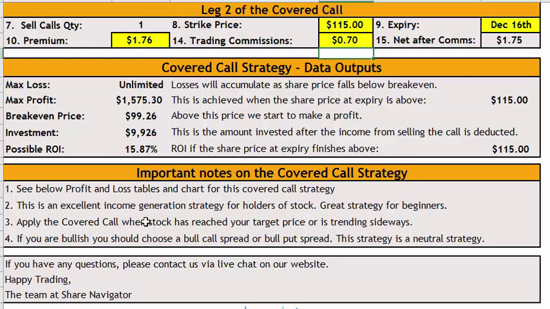But you should only apply the covered call when the stock has reached your target price or is trending sideways. If you are bullish on a company, you should use a different option strategy. You should switch to something like the bull call spread or maybe the bull put spread, because this strategy is considered neutral. And the reason it's considered neutral is that your gains are going to be capped once the share price hits a certain level.